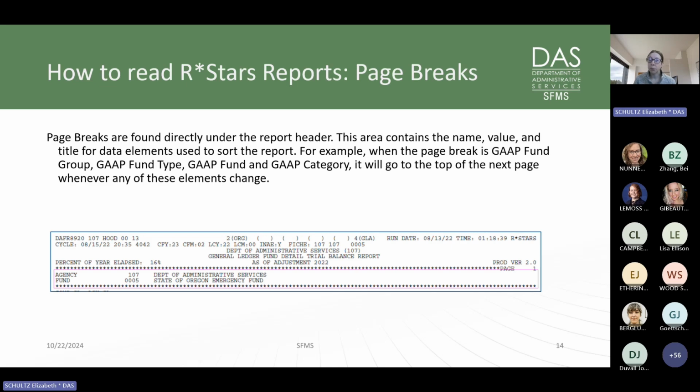There will also be page breaks in most of the RSTARS reports. Depending on the type of report, this could be breaking things out by different gap funds or by gap fund type or D23. So in this example, we're showing the DAFR 8920. That's a trial balance report. So it's showing you a trial balance and it's breaking it out by agency and D23 fund. So on this first page, you'll see the first fund, and then you can scroll through if there's a specific fund that you're looking for. So those will always be bordered by those asterisks on the report, just so you can see that header information.